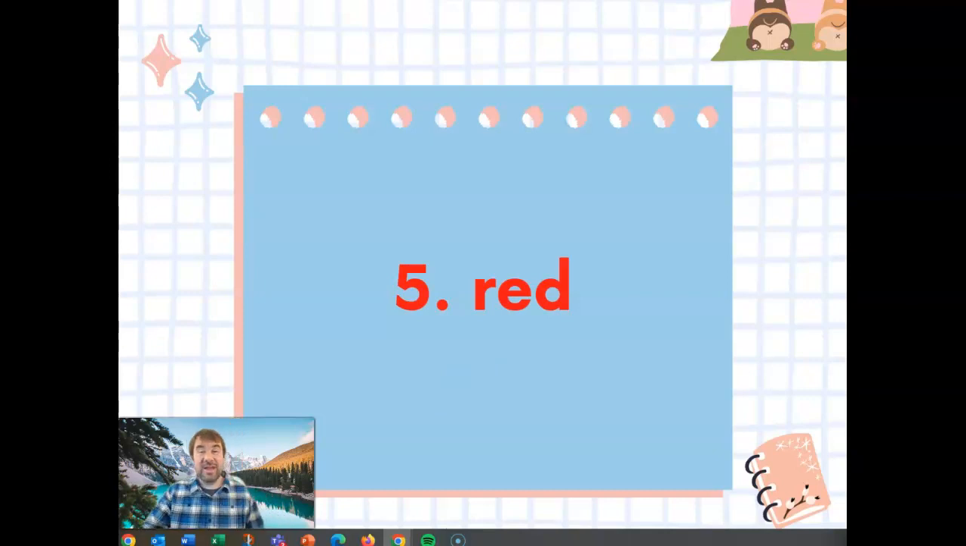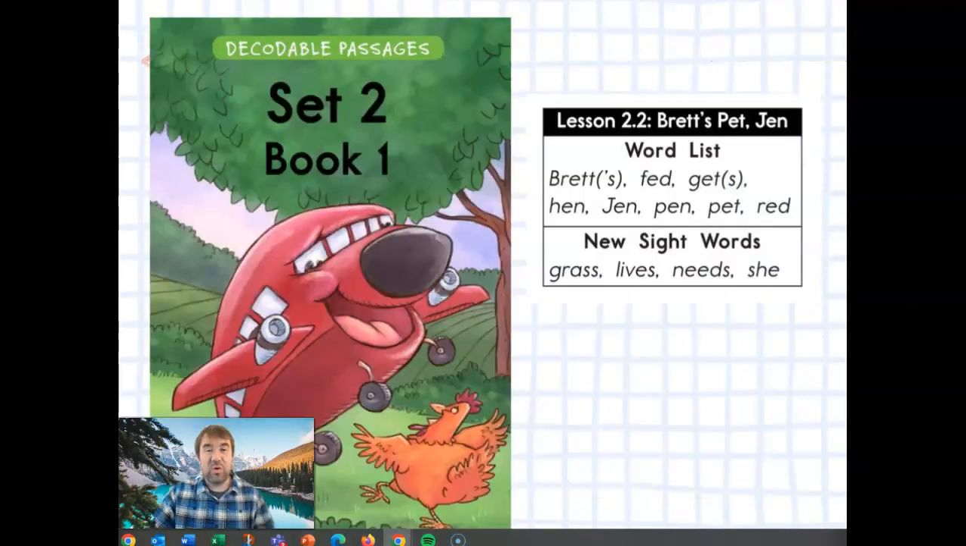Okay, great job, everybody. You can put the paper or whiteboard away because we're done writing for now. Now, this week we've been reading this story about Brett the Jet, and now we have a second story. It's going to introduce some words like hen. Jen is the name of the hen. Pen, which usually is something that you write with like this, but it has a different meaning in the story. We'll see. Pet and red.